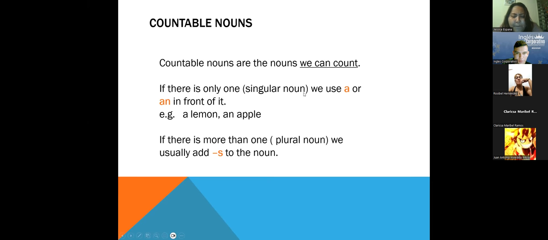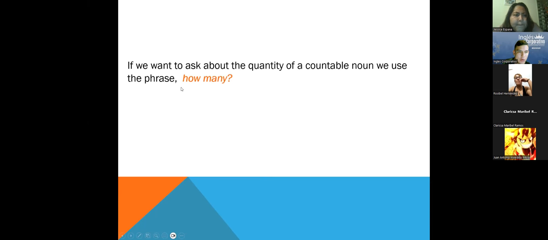If we want to ask about the quantity of a countable noun, we use the phrase, how many? Si queremos saber la cantidad de algo que es contable, podemos utilizar la pregunta how many. Por ejemplo, si usted quiere saber cuántos automóviles hay, puede decir, how many cars? How many people? How many houses?